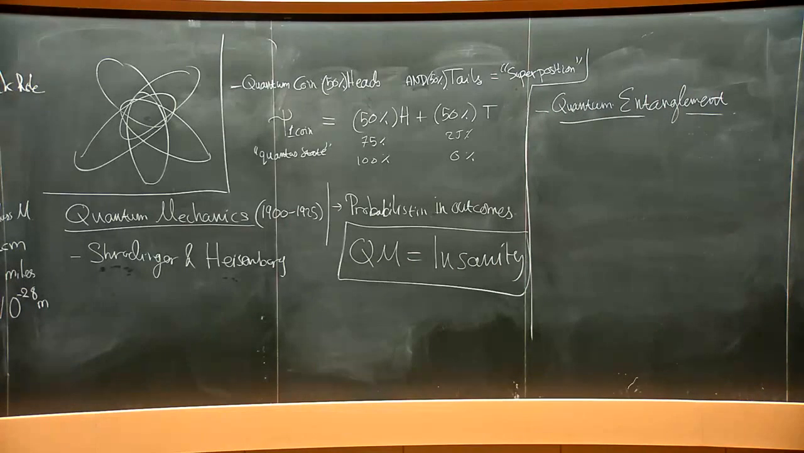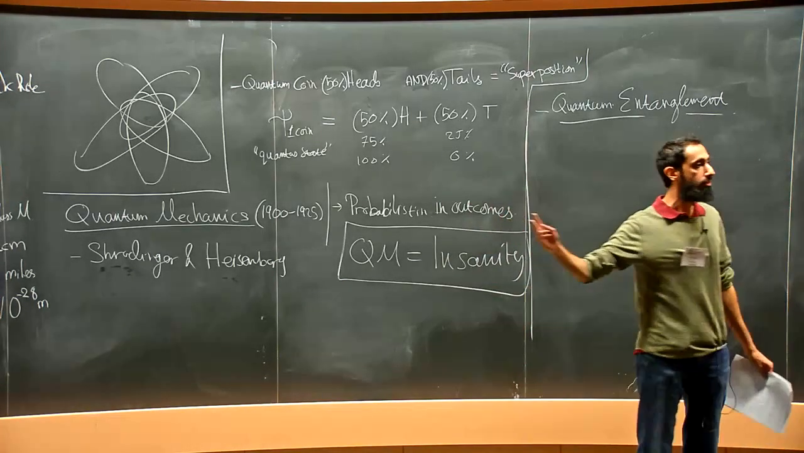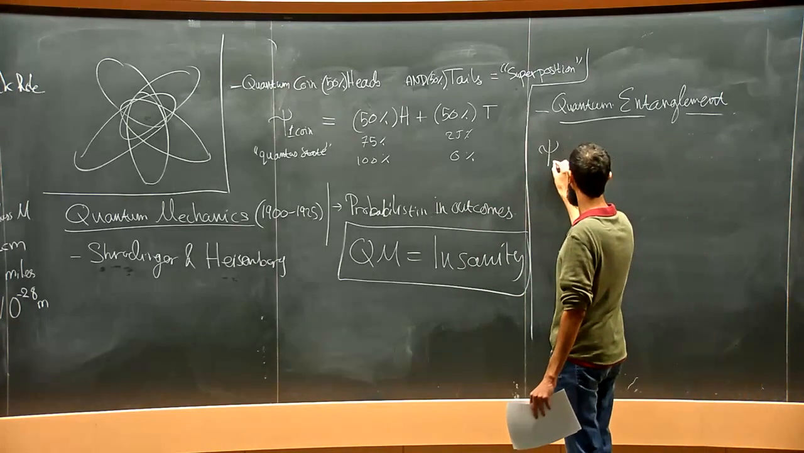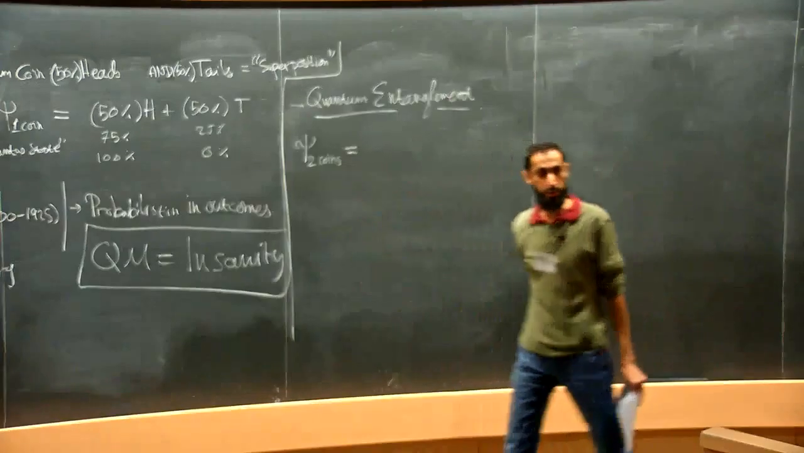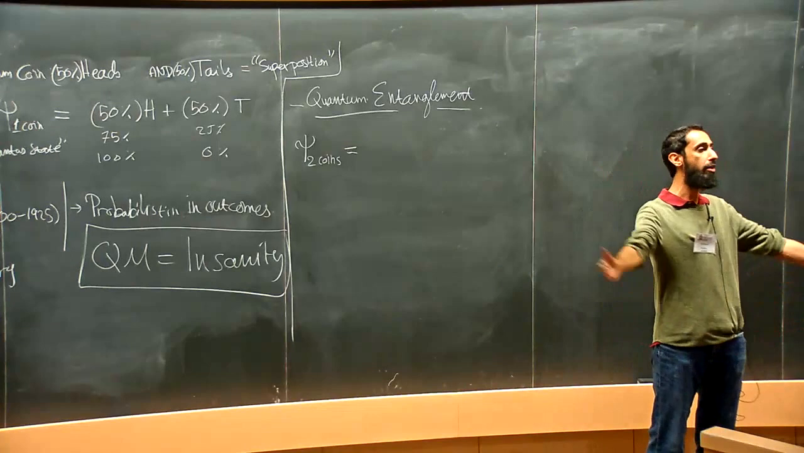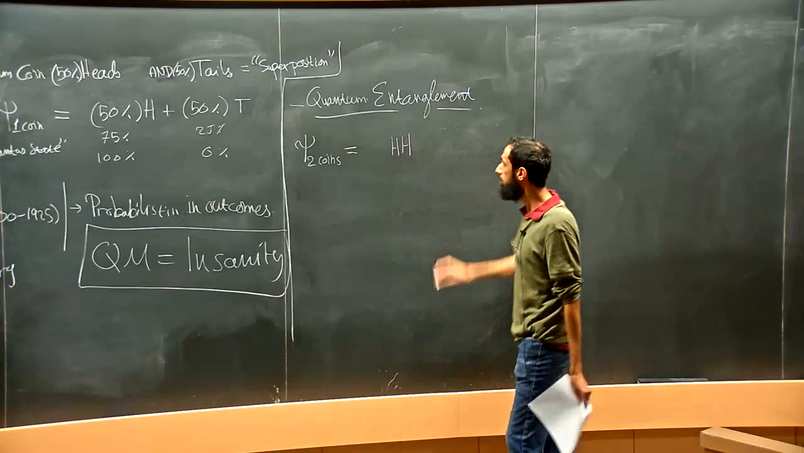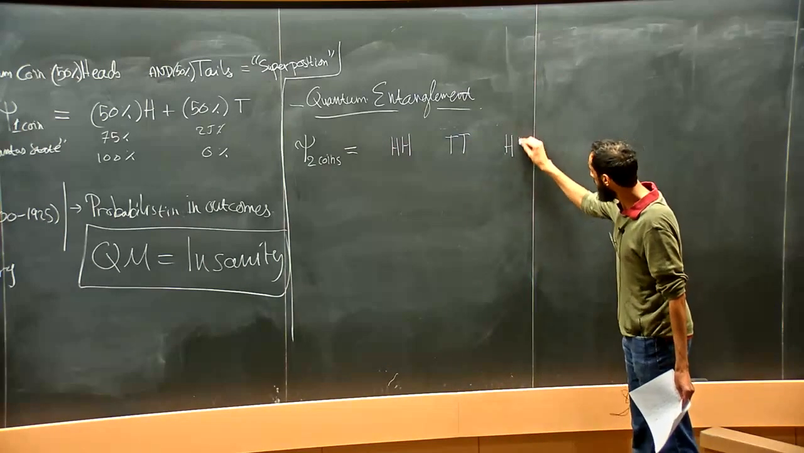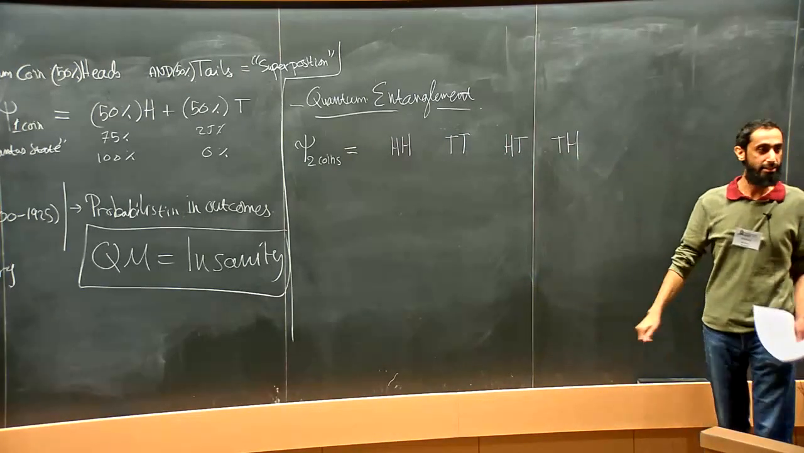Einstein, along with Podolsky and Rosen, considered two coins, not just a single coin. Let's write down the quantum state of the two coins, in the same fashion that we did here. The first thing you do is list the possibilities. You can have heads, heads, or tails, tails, or heads, tails, or, this is a hard one, tails, heads. Okay?